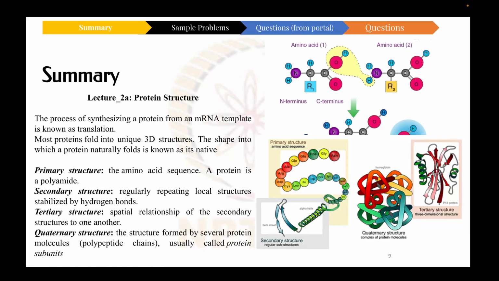From primary to quinary structure, each level intricately contributes to the protein's overall structure and function, highlighting the remarkable complexity of these essential biomolecules. So therefore, understanding protein structure and function provides insights into the dynamic and vital roles they play in the complexity of living organisms.